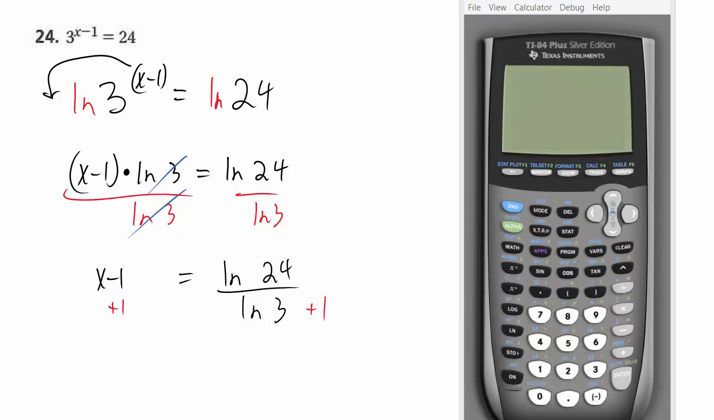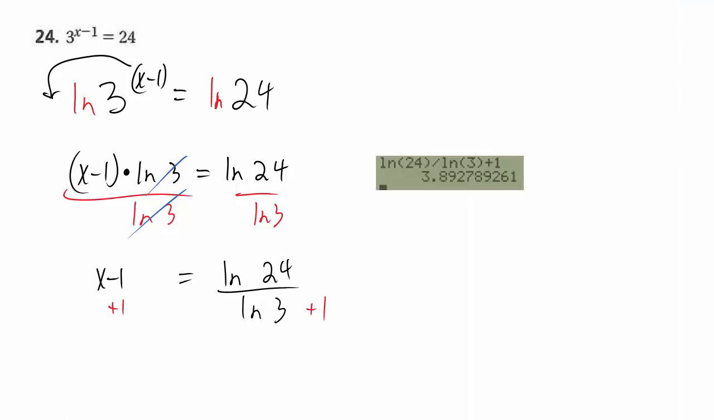Let's say you don't have the alpha y equals button. When you enter this in, make sure you close the parentheses on the natural log of 24 before you start doing the natural log of 3 on the bottom. And then we can take that and add 1 to it, and this is your answer. And again, we'll round to 3 decimal places, so your value of x is equal to 3.893.